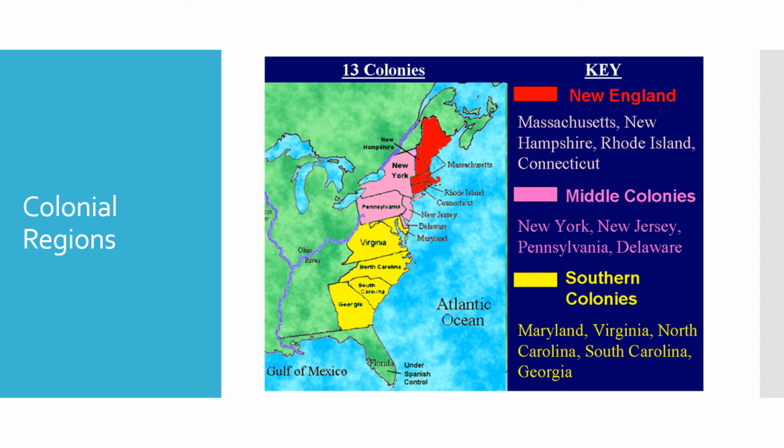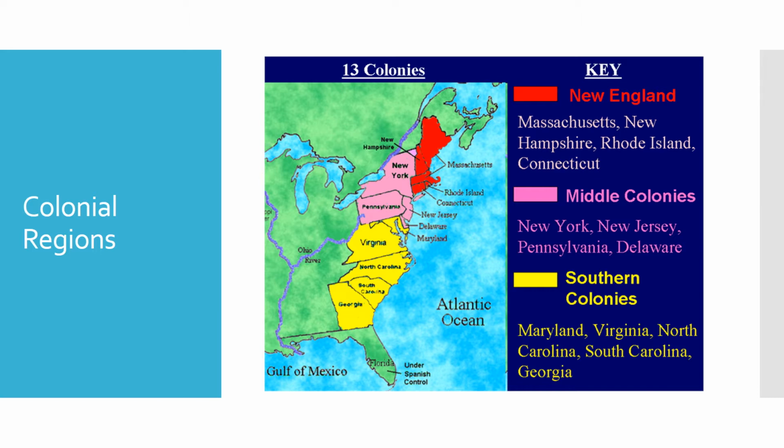Once the 13 colonies are established by England, and we know the story before we even get to this point, how Columbus and other explorers came over to America. Eventually, England, France, and Spain are going to set up colonies in America, but it's going to be England that sets up the 13 colonies that's going to become the United States eventually.